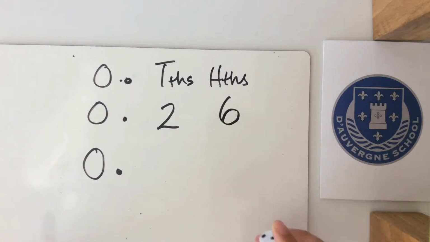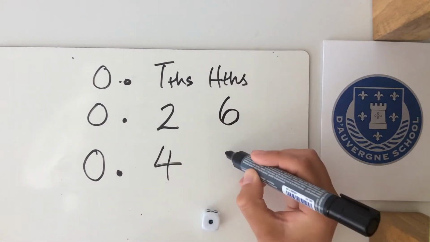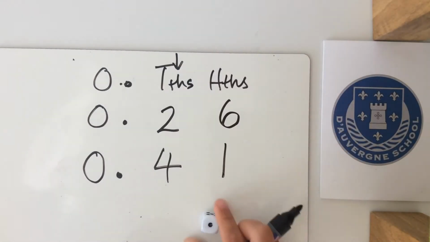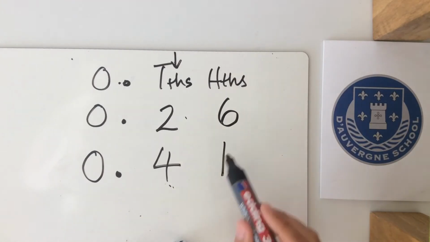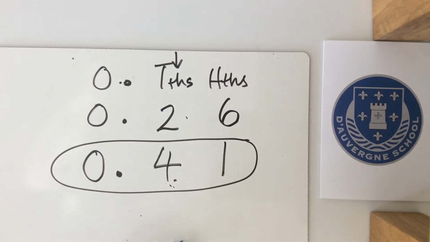Then you're going to have a partner roll, or you're going to roll again. 4 in the tenths column, 1 in the hundredths column. You should be able to look at this really quickly and tell me which one is the bigger number or which one is the smaller number. We look at our tenths column to see which has the biggest number, and it's a 4 in this number and a 2 in this one. So 0.41 is bigger because it has more tenths.